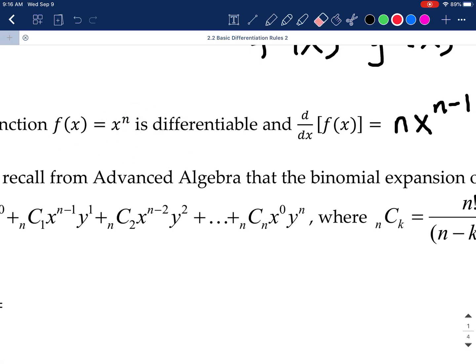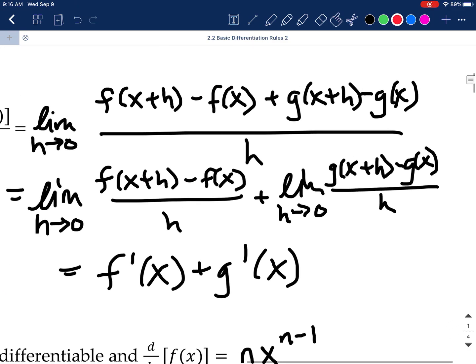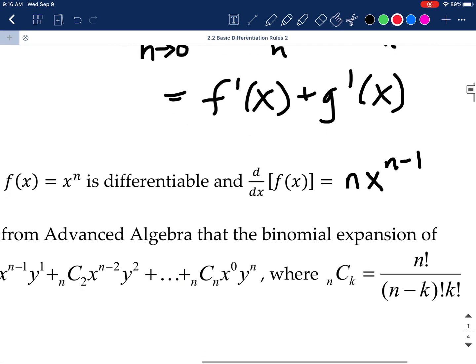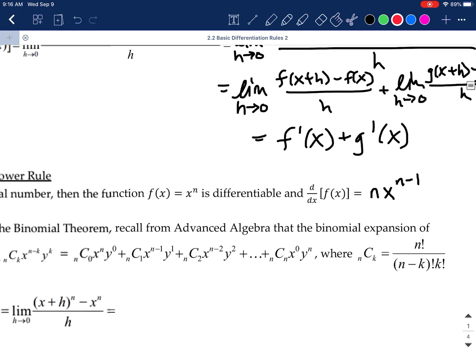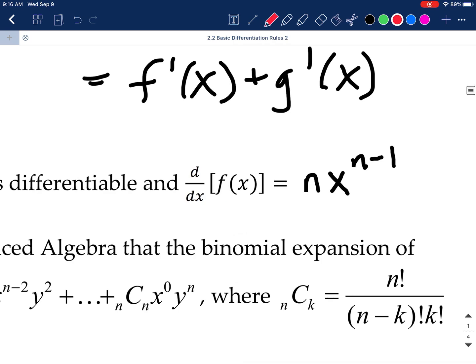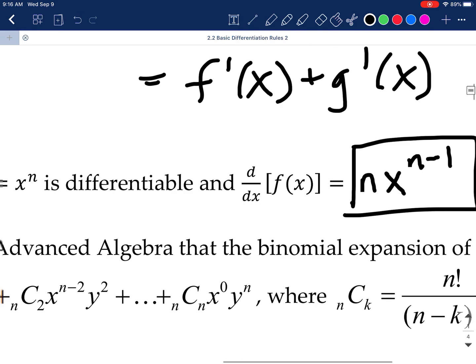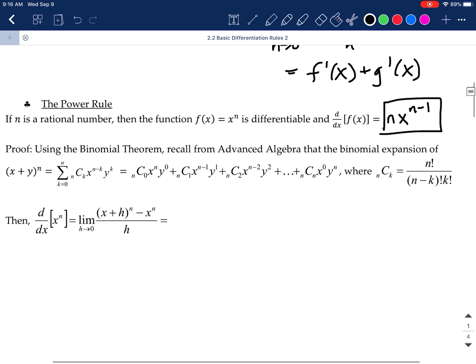So this is super useful because you no longer have to use the limit definition, as long as we can prove this. So we're going to have to prove this, but we can do that. It's not too bad. We'll prove this just below here. But note, this is going to be the most common derivative that you run into because we're going to be dealing with polynomials quite a bit. Okay, so how do we prove it?